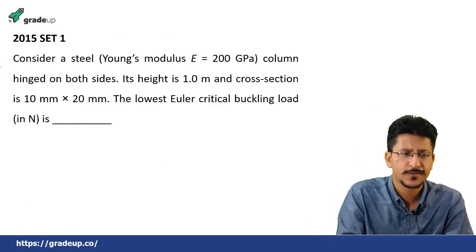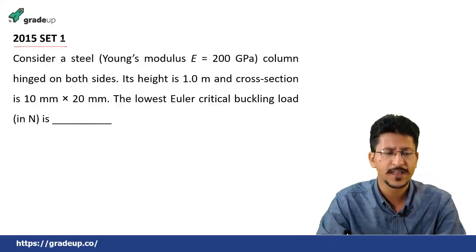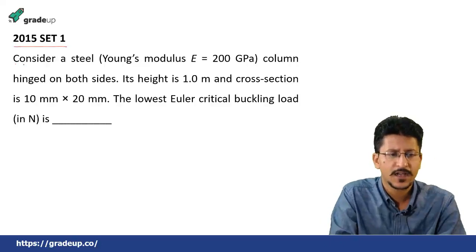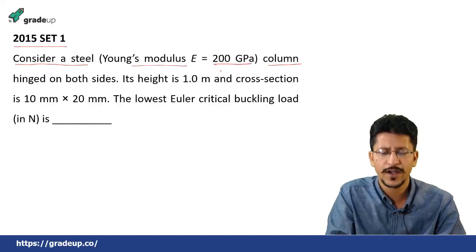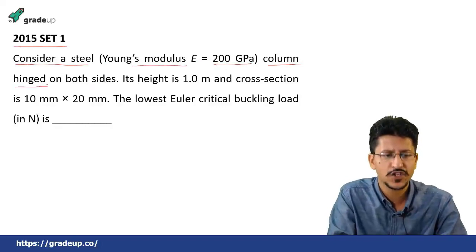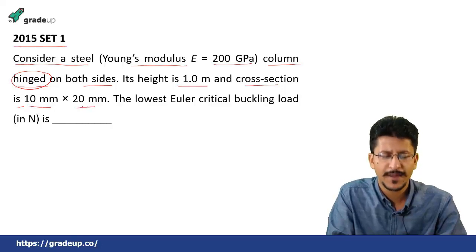So let us see question number 1 asked in GATE 2015 set 1. It says, consider a steel column, having the Young's modulus E as 200 gigapascal, hinged on both ends. Height is 1 meter. Cross section is 10 mm into 20 mm. That means it's a rectangular column.